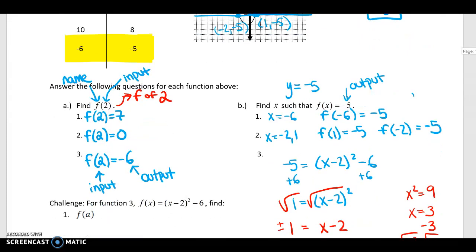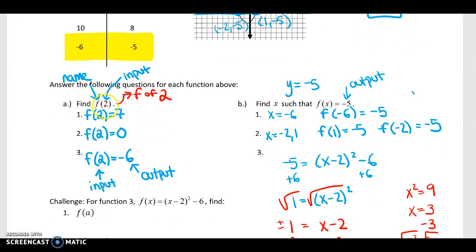Okay, so with that said, that's function notation. Whatever's in the parentheses is your input, whatever it's equal to is your output. So it's kind of like saying f of 2 means x is 2. f of x is kind of like saying y. So really, again, I don't need to rewrite that. y is -5 is what that's saying. So that's all about interpreting.